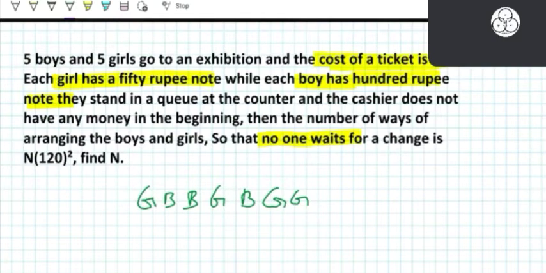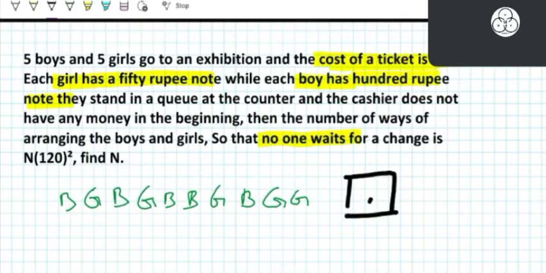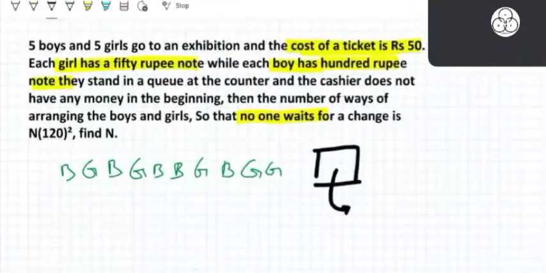One, two, three, four, five. This is a possible arrangement. Why is this a possible arrangement? See, I'm showing you guys. Two girls have bought the ticket, and now how much money is the cashier having? 250 rupee notes.